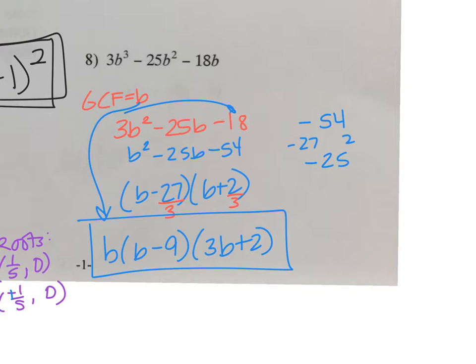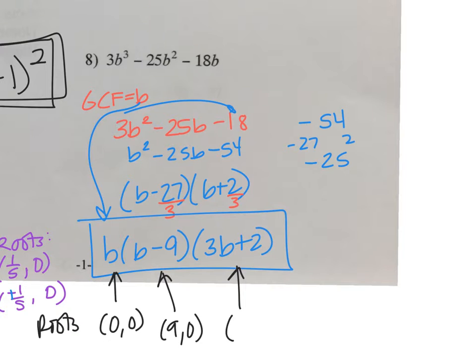And then if I want to name my roots, there should be 3 this time because there's 3 places that I see variables. So my first root is going to be 0, 0, anytime you've got a variable by itself. My second root is going to be 9, 0. And my last root is going to be negative 2/3, 0.